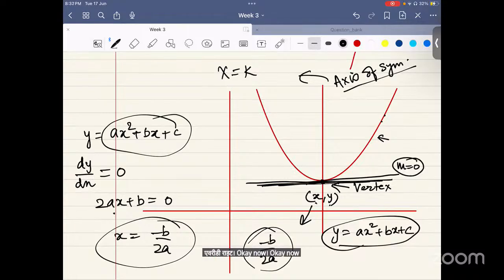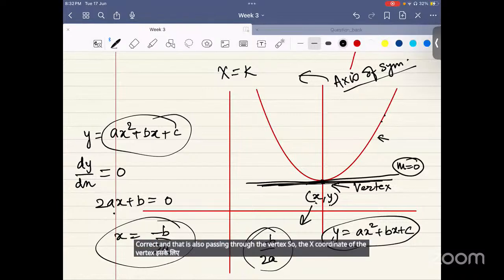Now, I told you, right? The axis of symmetry is nothing but some sort of equation in the form of x equals to constant. Correct? And that is also passing through the vertex. So the x coordinate of the vertex is nothing but your equation of the axis of symmetry only.